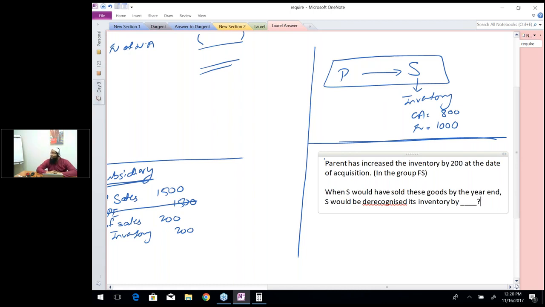By 800 or 1000? What do people think? Subsidiary would have derecognized inventory by which amount? Harsh is saying 1000, Neeraj is saying 1000, Ahmed is saying 800, Simran is saying 800, Ahmed Ali is saying 1000. Actually, when subsidiary is derecognizing, subsidiary would have derecognized by its own cost, which is 800.